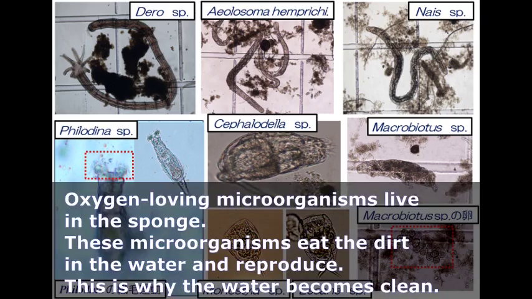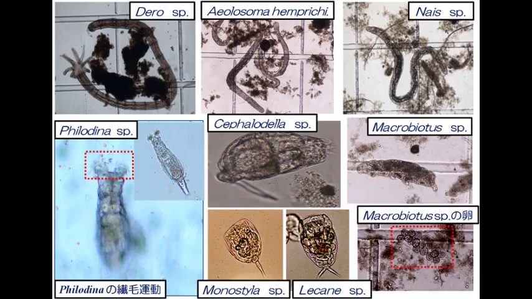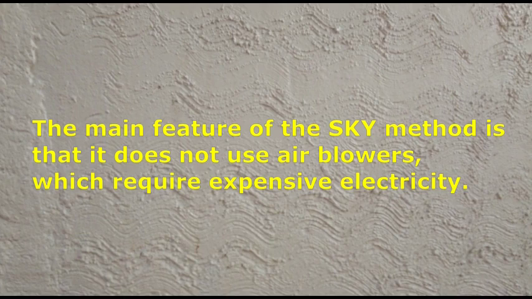Oxygen-loving microorganisms live in the sponge. These microorganisms eat the dirt in the water and reproduce. This is why the water becomes clean. The main feature of the sky method is that it does not use air blowers, which require expensive electricity.